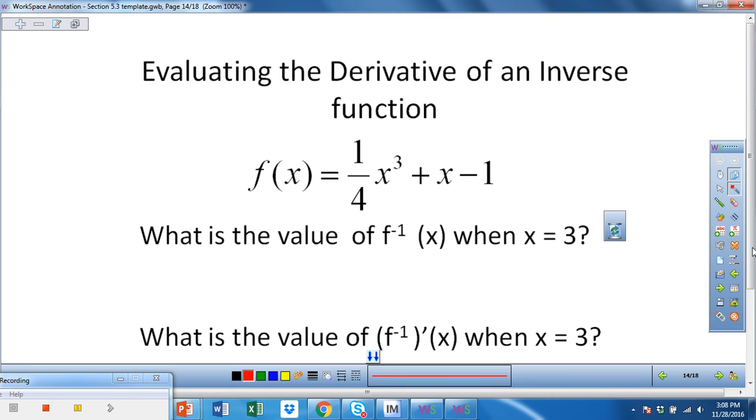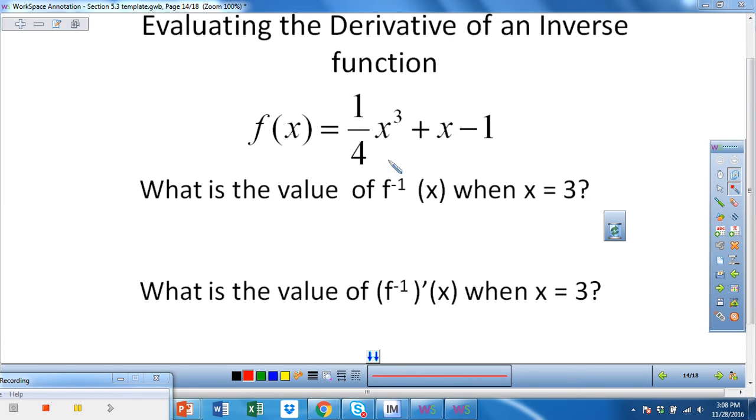Unlike the problem that I did before, I cannot find the inverse of this. If I do x is equal to 1/4 y cubed plus y minus 1, I don't have the mathematical skills to find the inverse. So then I have to use the formula that I just gave you. The first thing is to recall that an inverse of a function simply means to exchange x and y.